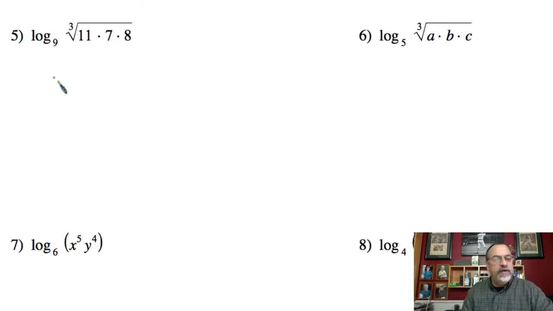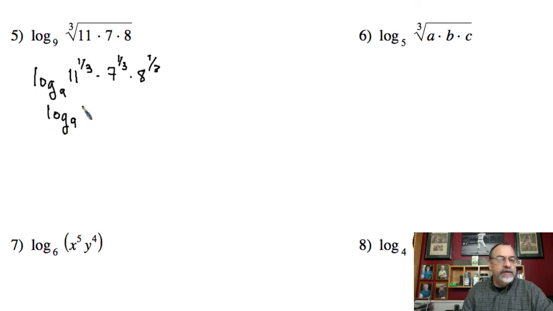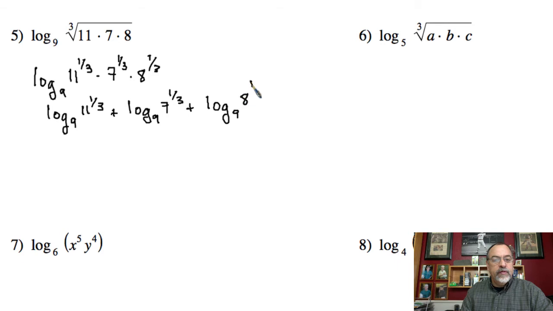In example 5, we have a cube root, so we'll need to change that to a fractional exponent. So this would be 11 to the 1/3 times 7 to the 1/3 times 8 to the 1/3. Now that we have these as fractional exponents, we can go ahead and expand this. I'm going to add these together because we have them being multiplied together. So it's log base 9 of 11 to the 1/3 plus log base 9 of 7 to the 1/3 plus log base 9 of 8 to the 1/3.